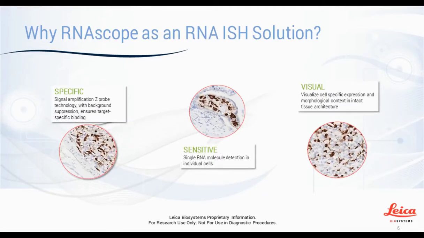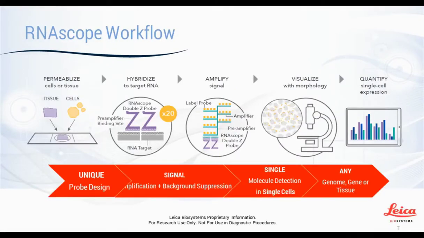Why RNAscope as a solution was made pretty clear in the previous two talks. At the end of the day, it comes down to an increased confidence in your results, namely around specificity, sensitivity, and the ability to visualize the resulting outputs. Due to the proprietary technology, only the target signal is amplified. This, combined with background suppression, ensures target-specific binding. The sensitivity of the assay allows for detection of single RNA molecules in single cells as punctate dots in their morphological context, which can be easily visualized with standard microscopes and then quantified manually, or digitally scanned on products like the Aperio GT450 and quantified with the Aperio RNA-ISH image analysis algorithms.